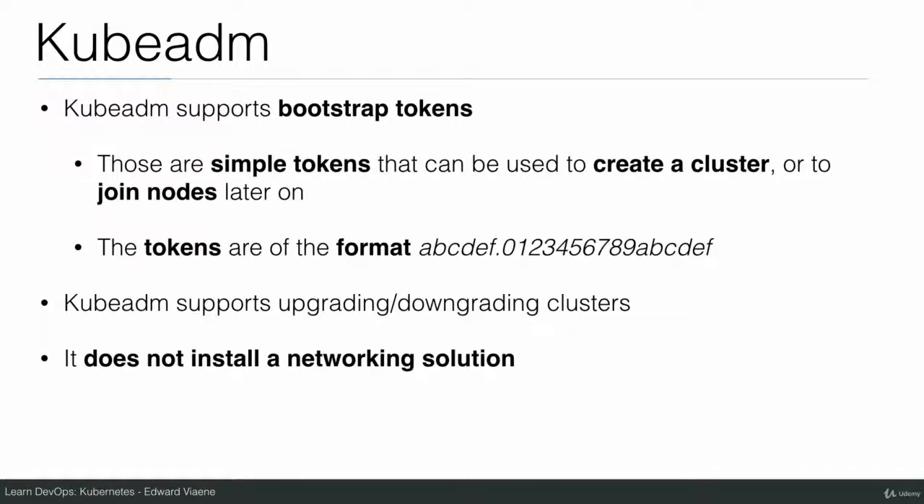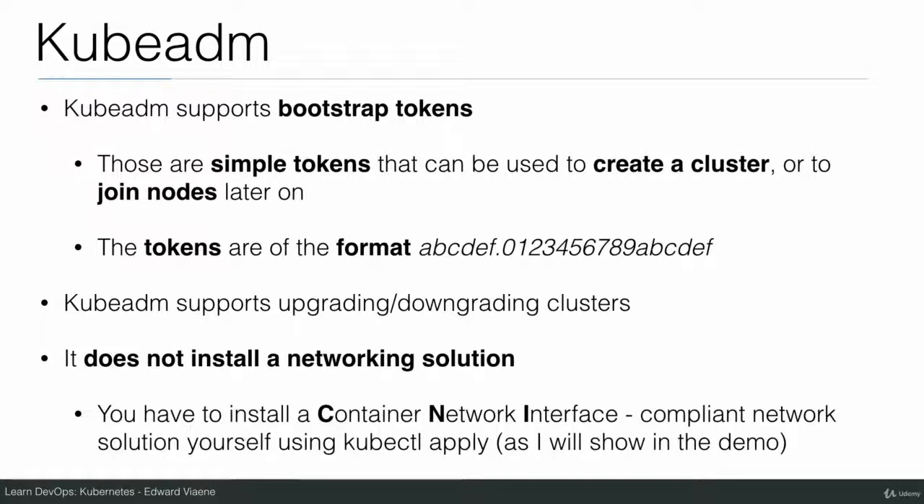It does not install a networking solution. You will have to install a container network interface compliant network solution yourself using kubectl apply, as I will show you in the demo. So kubeadm doesn't come with a network solution, but there are many network solutions available, so you can just plug those in. It's called a CNI, Container Network Interface.